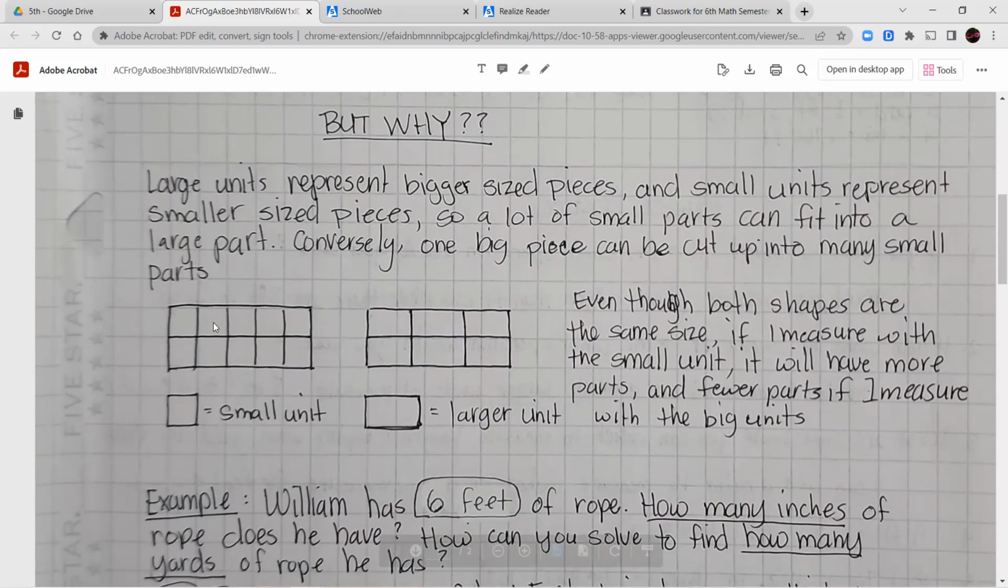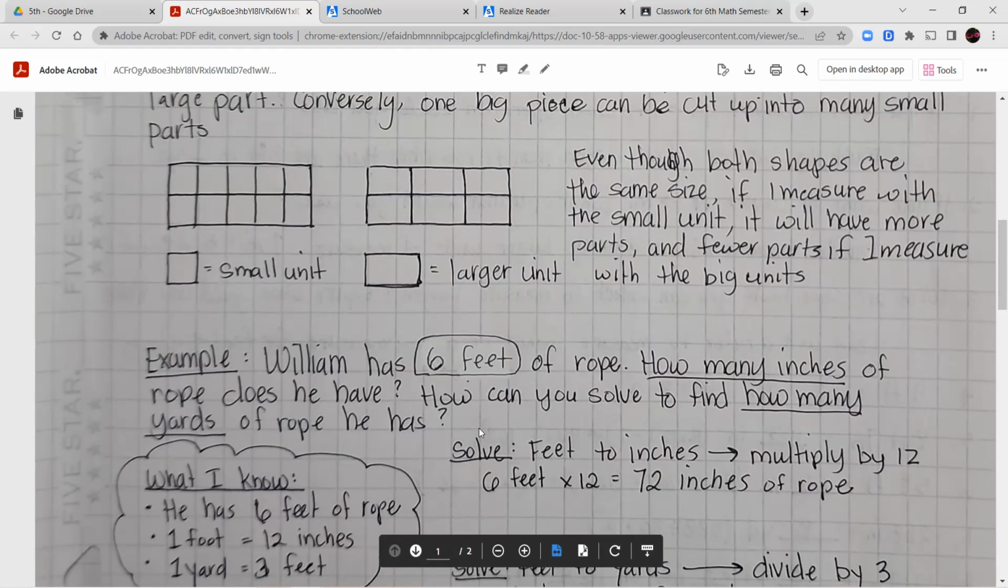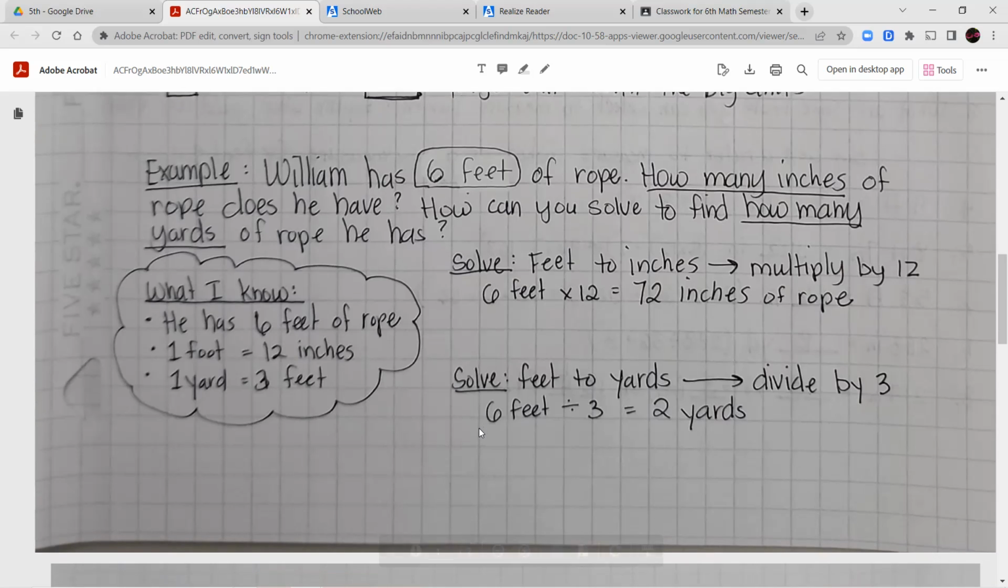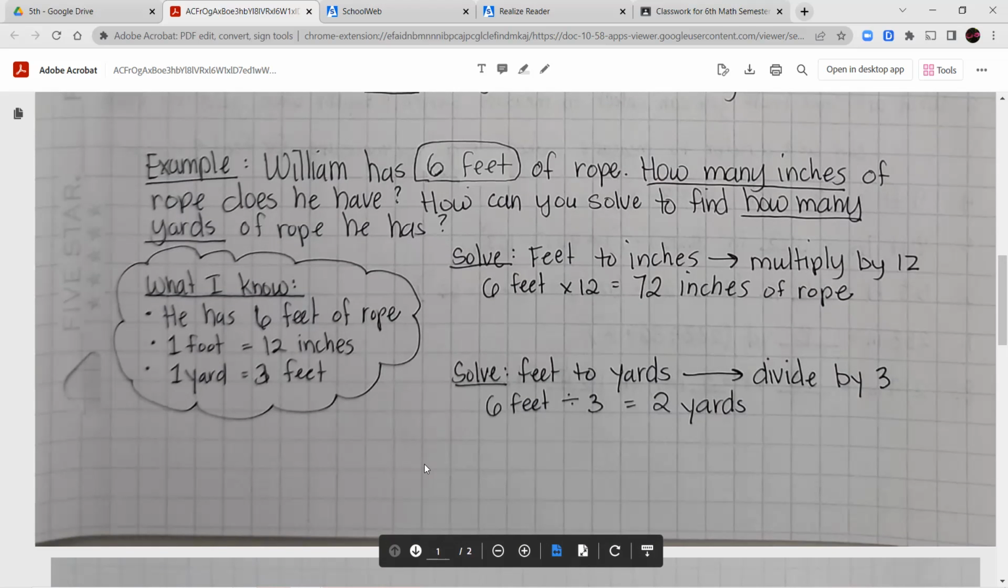So I have these 2 shapes that are made up of the same size, length, and width here. So it's the same size over here and over here. Here I used a smaller unit, so I had more of them. Here I used a larger unit, so I had fewer of them. Now, even though both are the same size, if I measure with a small unit, I'm going to have more units. If I measure with a big unit, I'm going to have fewer units. Let's go ahead and take a look at an example.